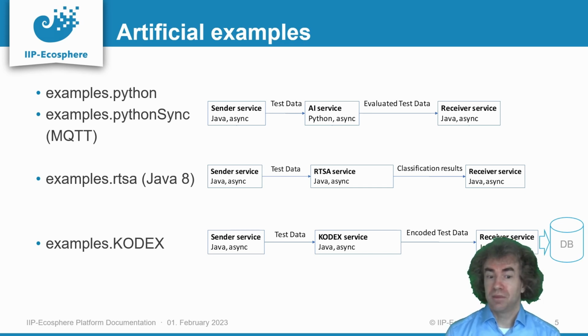Then there is the example RTSA. RTSA is the real-time scoring agent of RapidMiner, an AI platform in itself. This requires at the moment that you have Java 8 to execute RTSA. So this is a very specific example that shows you that you can mix, for example, Java 11 for the execution of all the other services and a particular Java version for a single service that must be there for the execution. It also employs the RapidMiner RTSA.